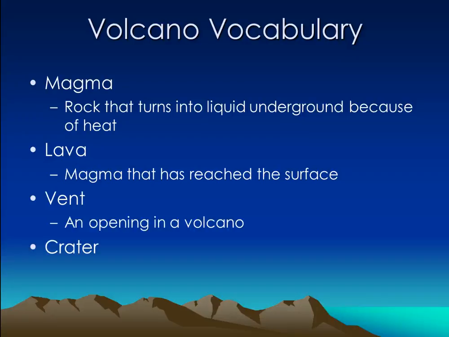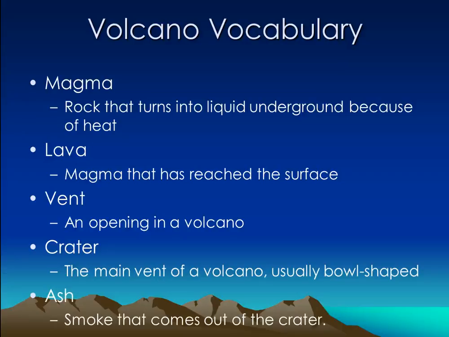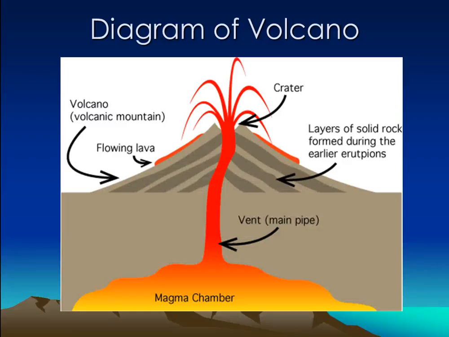A vent is an opening in a volcano. And the crater is the main vent of a volcano, which is usually bowl-shaped. Then we have ash, which is smoke that comes out of the crater. You'll need to know the difference between those 5 vocabulary words and where to put them on a diagram.